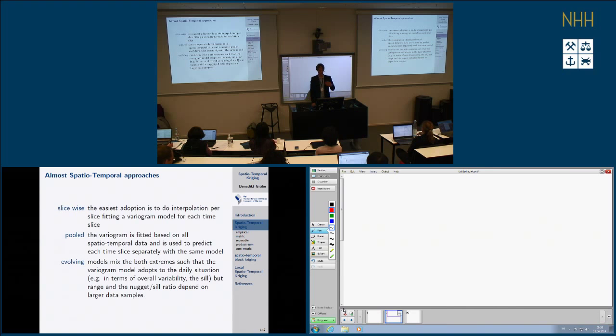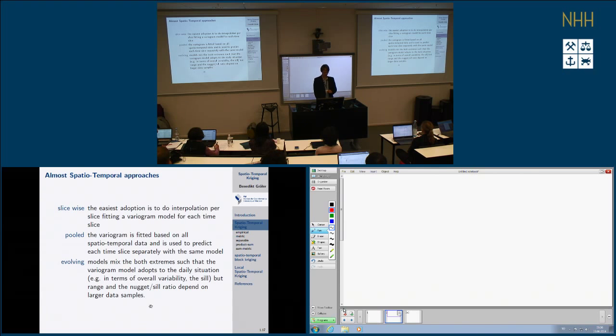Or you could do something evolving, where you could fit a spatial variogram for the first time slices, and then the actual fit of the day you're currently looking at depends on the previously fitted ones. So the parameters change slightly over time based on estimates per time slice.